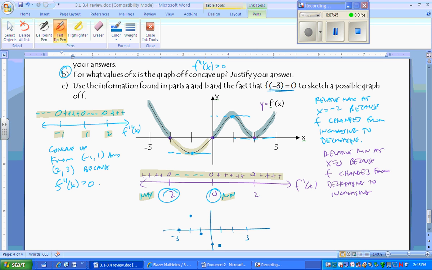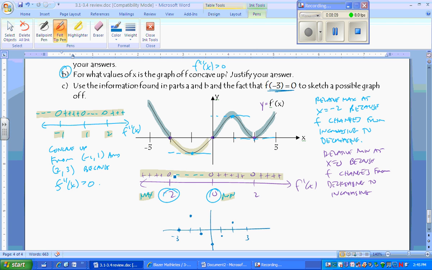Then we have an inflection point at 1, so it has to be above this minimum. Otherwise, if it was below, this wouldn't be a minimum. So it has to be above there somewhere, so I'm just going to put it up a little bit. And then we have another inflection point at 2. Again, this has to be higher than the last point, because if we did it lower, then this point would be a local maximum, but it's not. So I'm going to put it just above the x-axis.